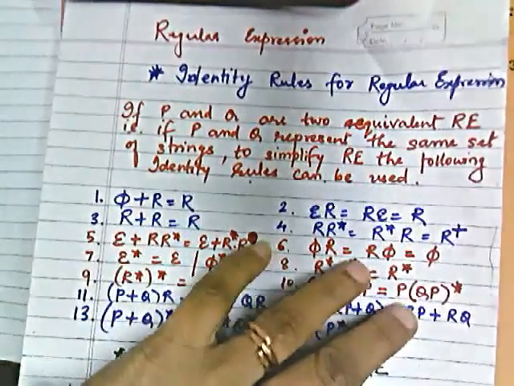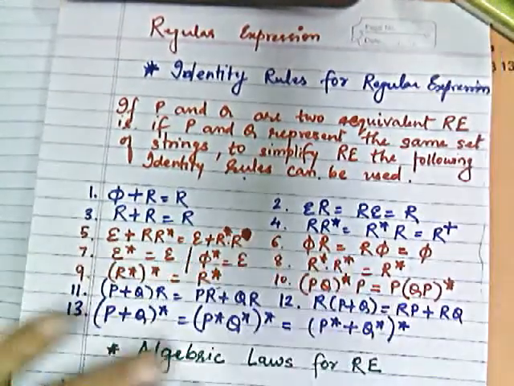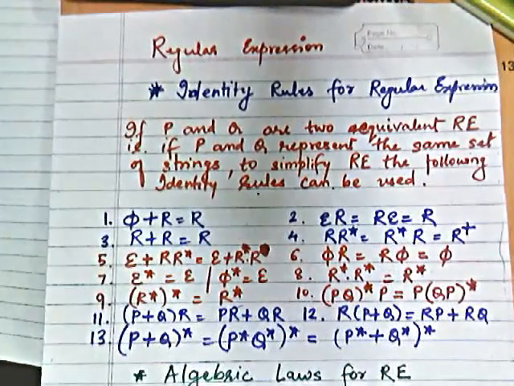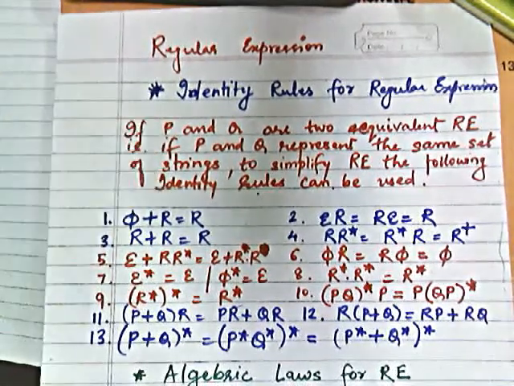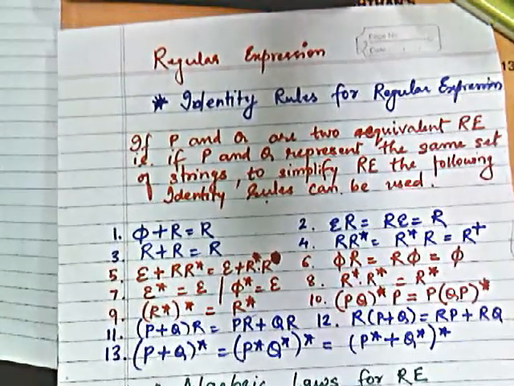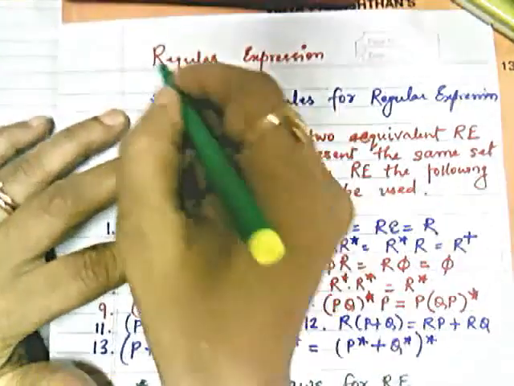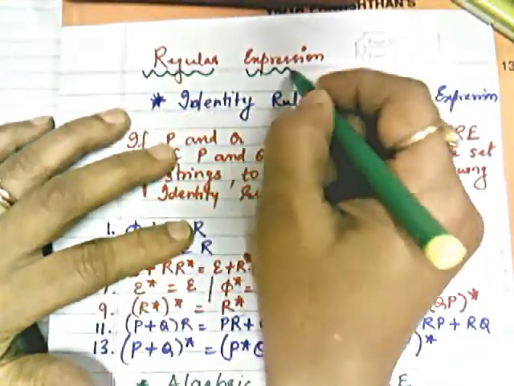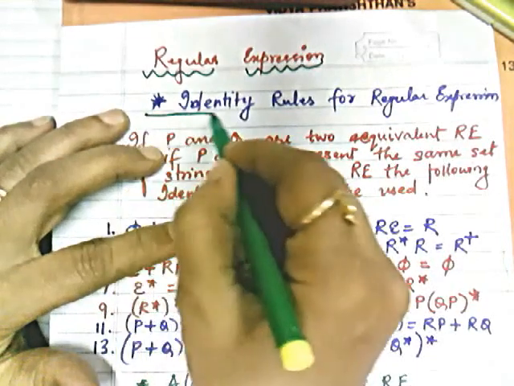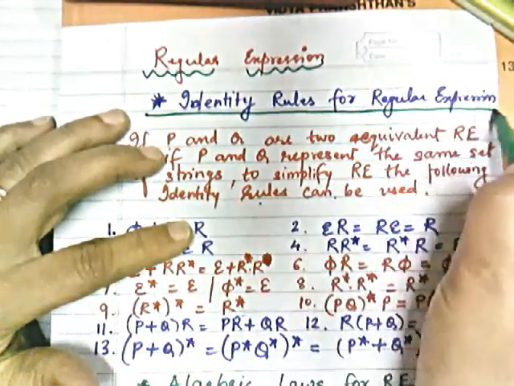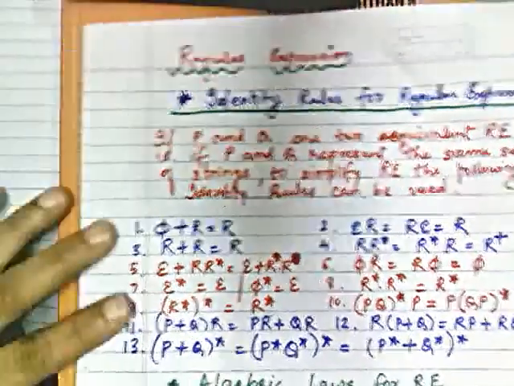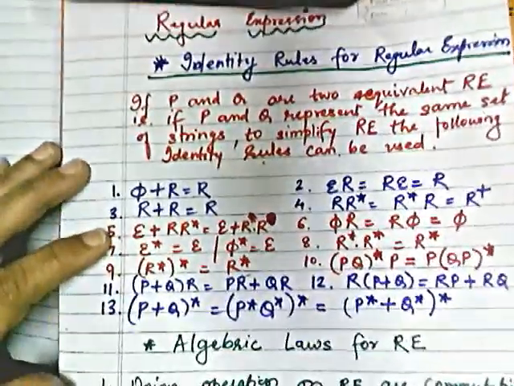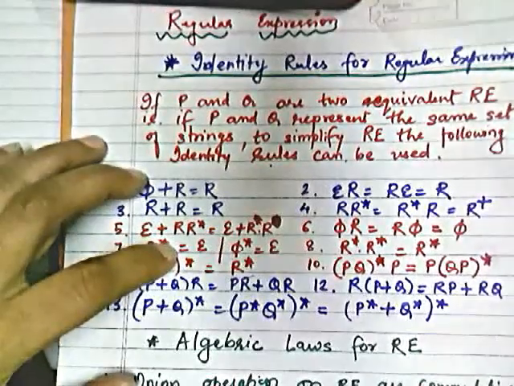Today's topic is the regular expression and the rules used for simplifying the regular expressions. We are starting now the discussion. Under this topic, regular expression, today we will be discussing identity rules for regular expressions. What are the different rules that we can use to simplify the regular expression?